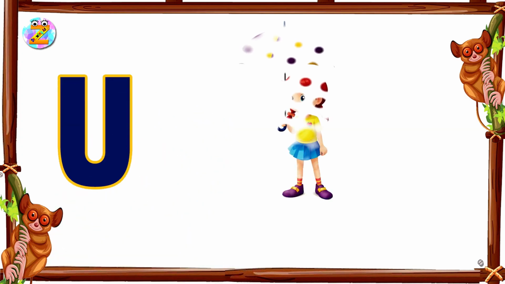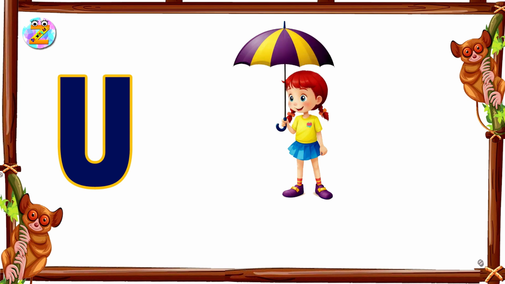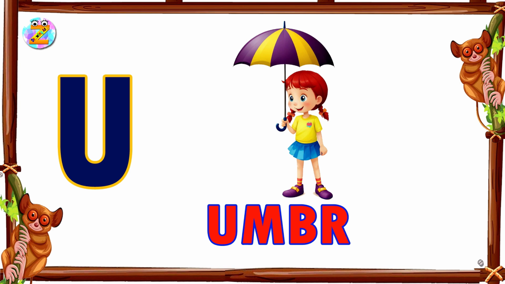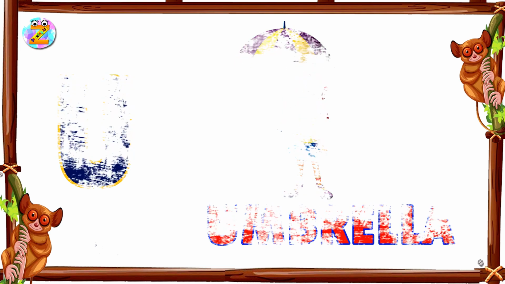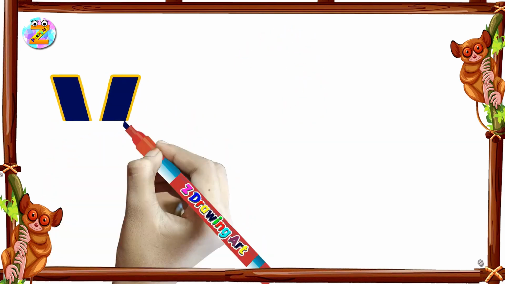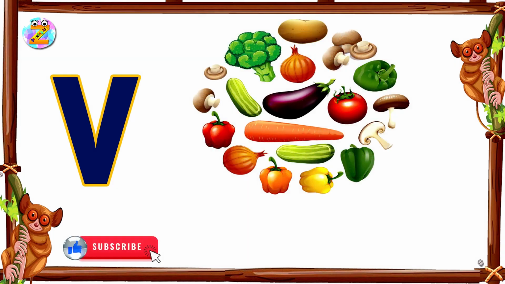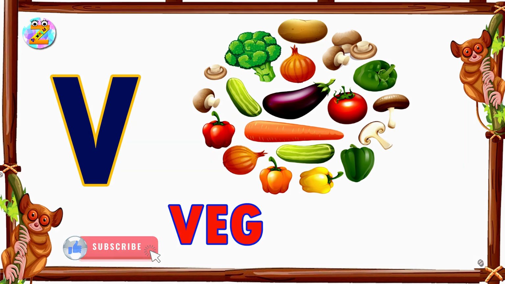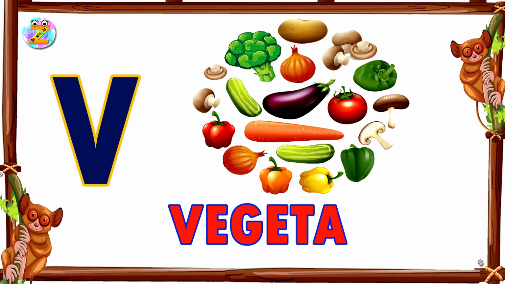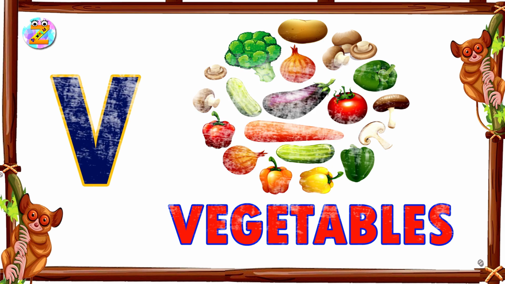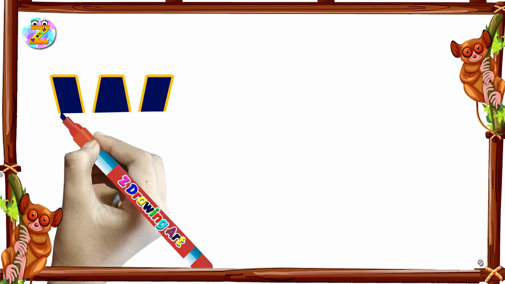U. U for umbrella. Spelling U M B R E L L A. U for umbrella. V. V for vegetables. Spelling V E G E T A B L E S. V for vegetables.